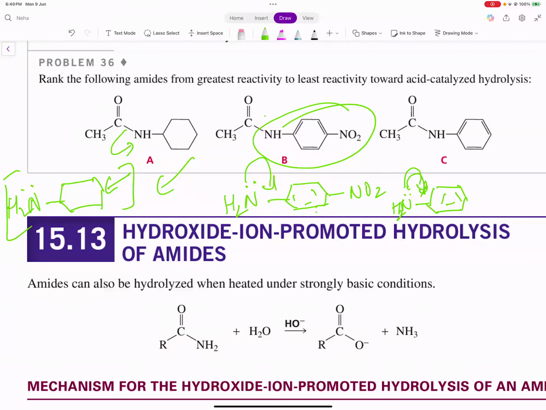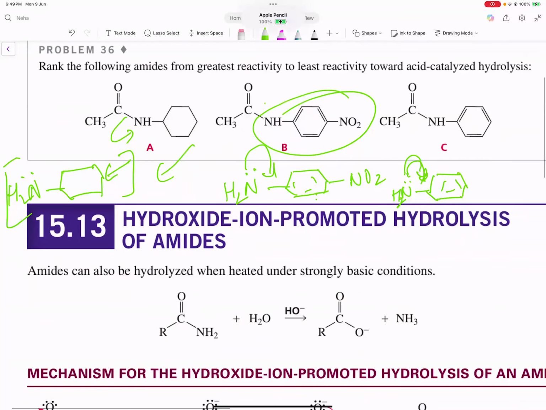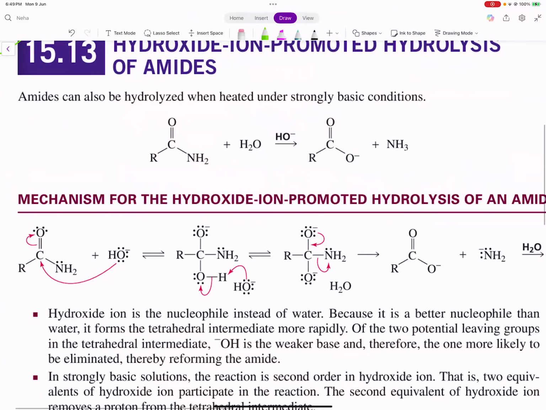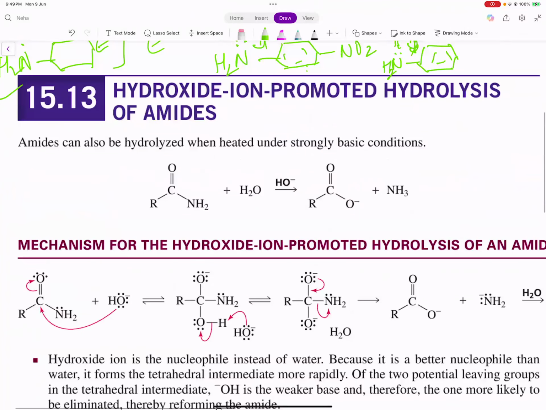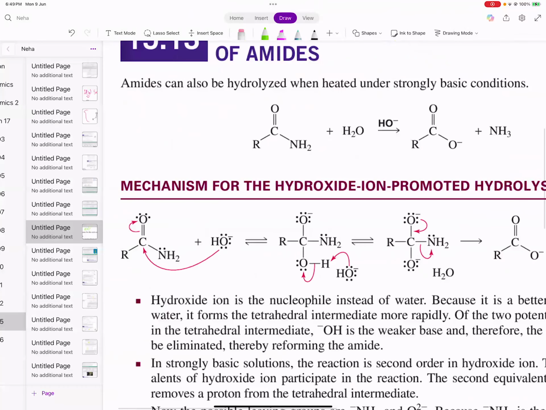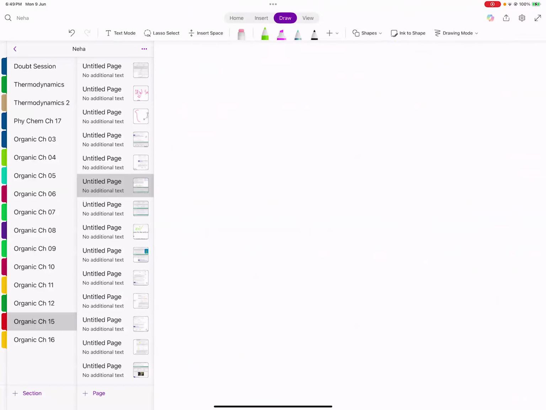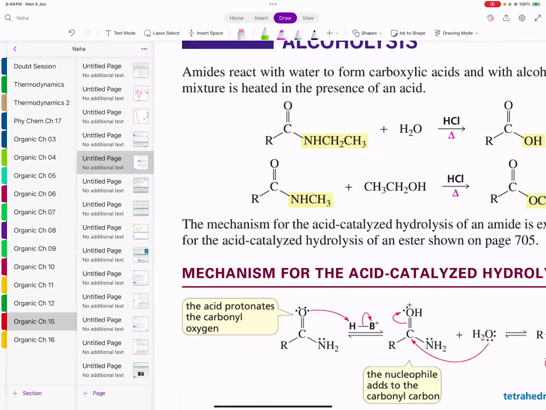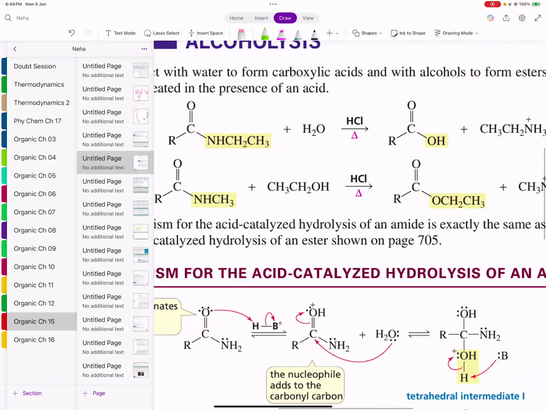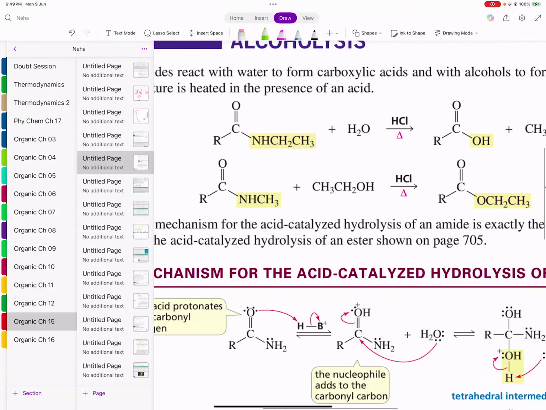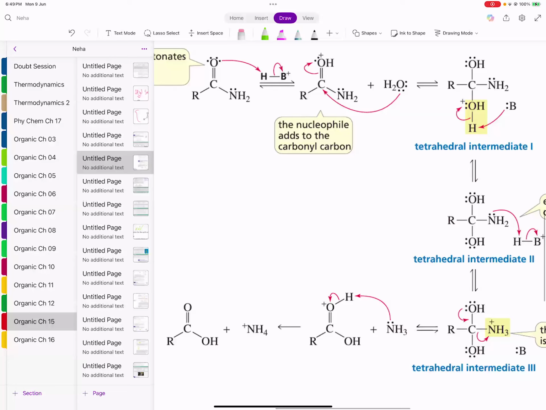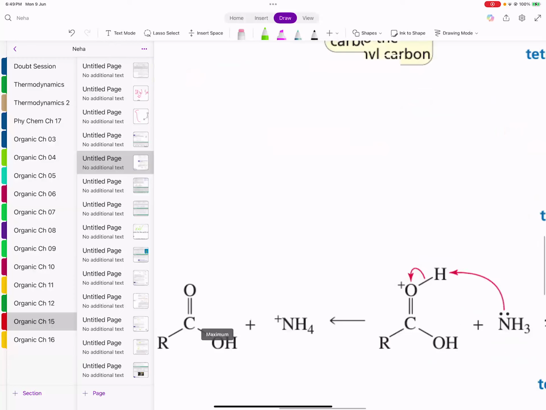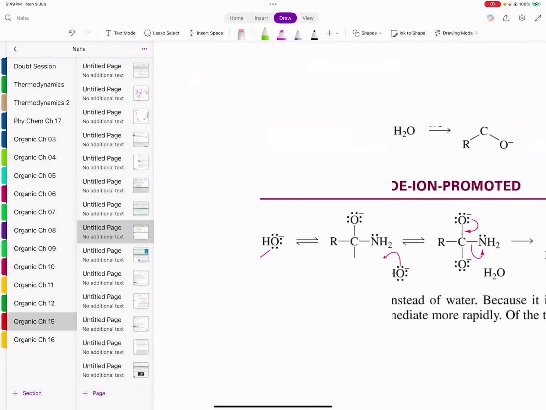Okay, I'll just let it go. Now amides can also be hydrolyzed when heated under strongly basic conditions. So here we have reached. Again, both are irreversible reactions because then again NH4 plus is here, so it cannot attack. This is the point which I wanted to tell you.